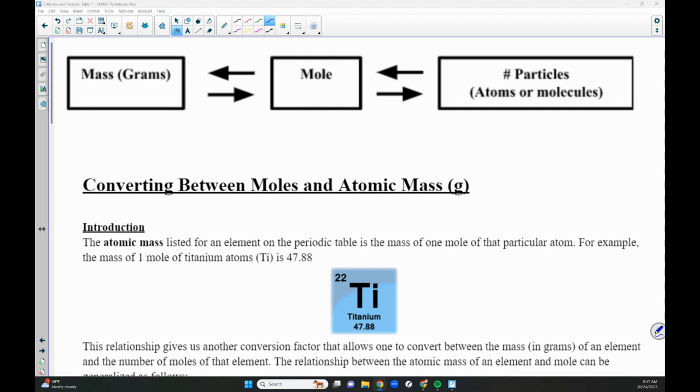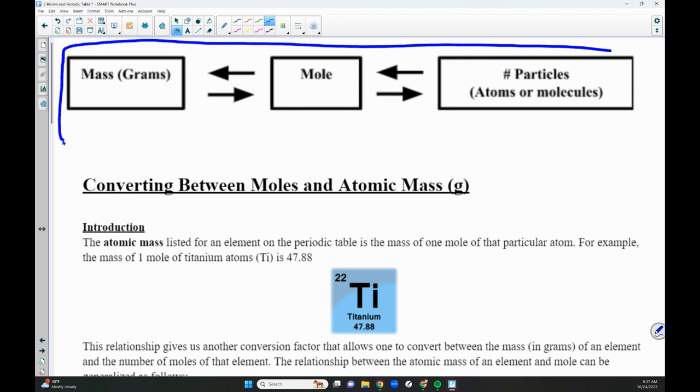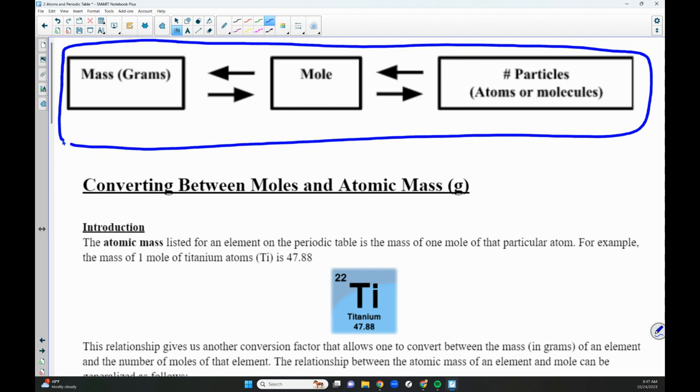This is the second installment of our mole conversion problems. So if you take a look at the top of the smartboard here, this is what I call our mole conversion roadmap. And by the time we're all done, we're going to be able to convert between any of these three things. Okay, we can go from moles to mass, for example. That's what we're going to learn about today.